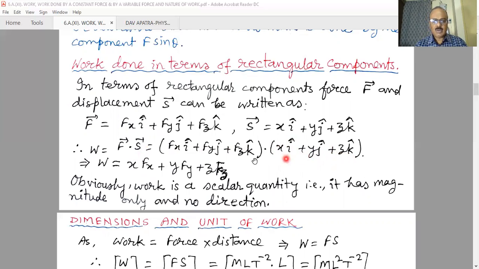Now taking the dot product, we know that i dot i is 1, i dot j is 0, and i dot k is 0. Similarly, j dot j is 1 and k dot k is 1, and the other dot products, i dot k or j dot k, are 0. Therefore directly we can write here x into Fx plus y into Fy plus z into Fz, and it is the general formula. Obviously work is a scalar quantity and it has magnitude only and no direction.